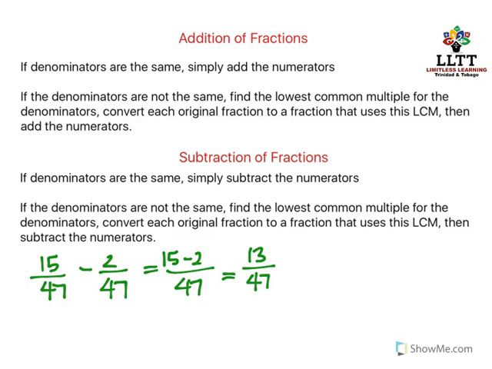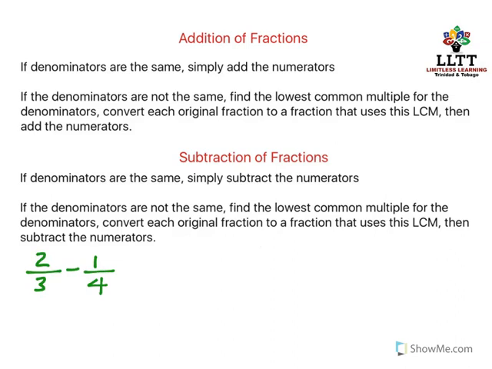Great. What happens if now my denominators are not the same? Well, again, it's the same procedure as addition. So instead, we're going to do 2/3 minus a quarter. So I'm looking at my first denominator, it's 3. My second denominator, it's 4. They're not the same. I find the LCM.